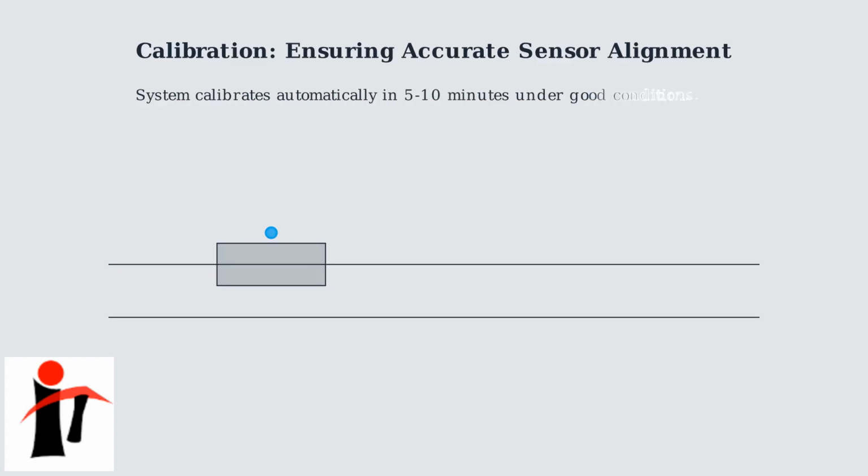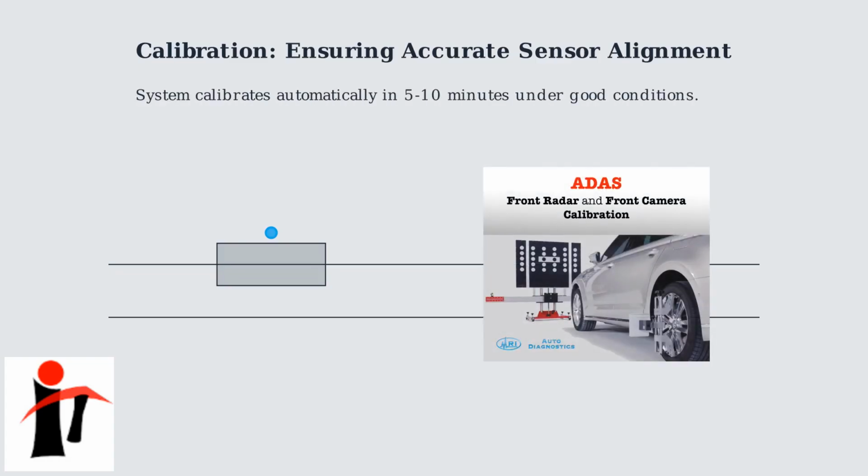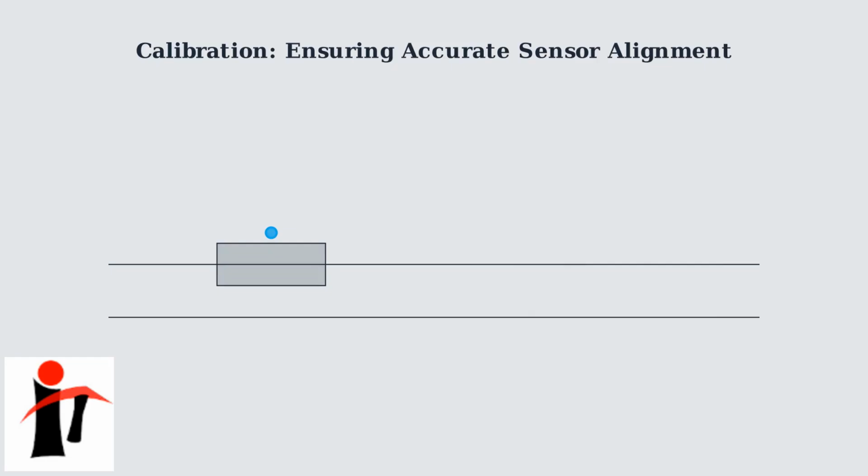The calibration process typically completes automatically within 5 to 10 minutes when driving under optimal conditions, such as clear weather and daytime visibility. Before calibration, ensure your vehicle has the latest software updates by checking the Tesla app on your phone. Updates can improve calibration accuracy.